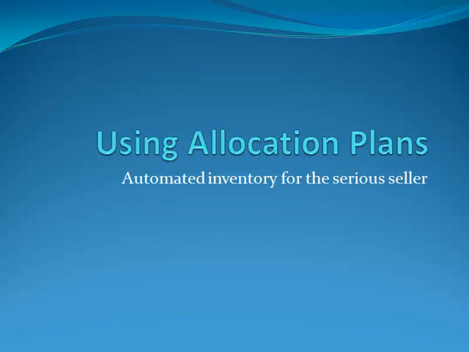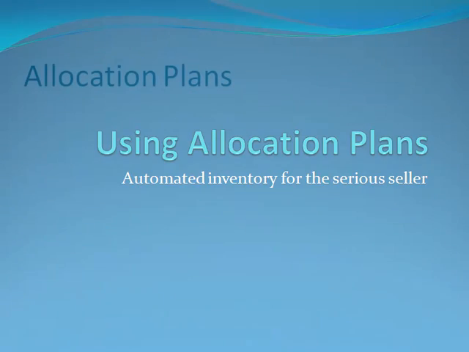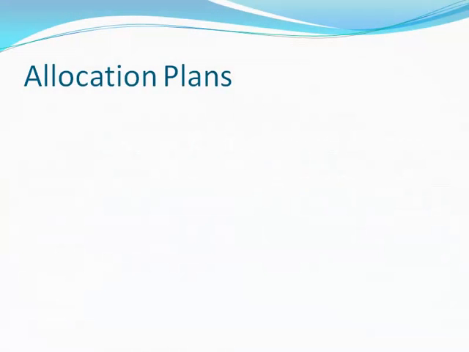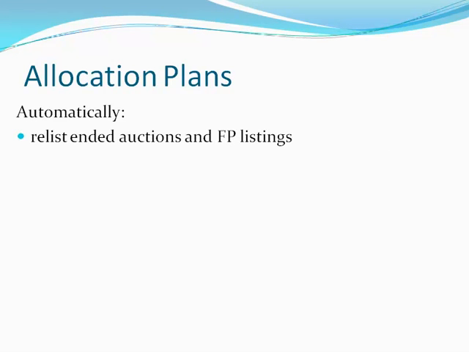Let's start by talking about all the things you can do with an allocation plan. With allocation plans in SixBit, you can automatically relist ended auctions and fixed price items. We all know you can't sell something that isn't listed, and it can be a full-time job keeping track of what items have ended and what items need to be relisted. With an allocation plan, you won't have to continually keep your eye on which listings are ending and worry about whether you're relisting them in time or not. It'll all be taken care of automatically.